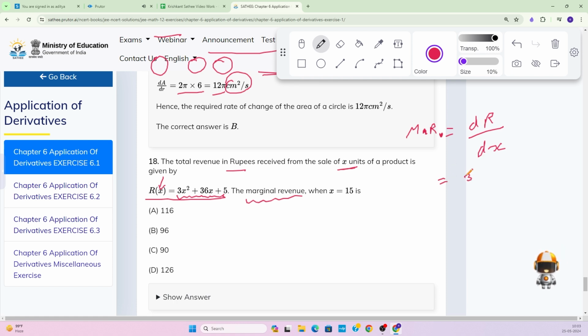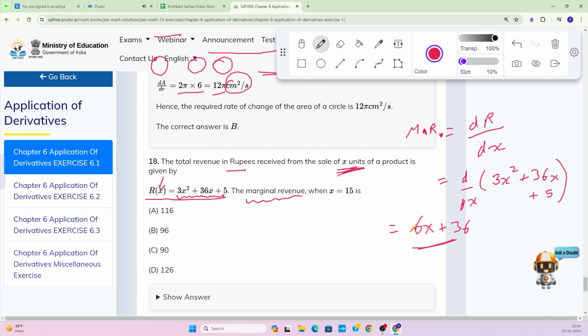Now it will be nothing but the derivative with respect to x of the expression 3x square plus 36x plus 5. This means 6x plus 36. So the marginal revenue will be 6x plus 36, where x is the number of units of the product sold.